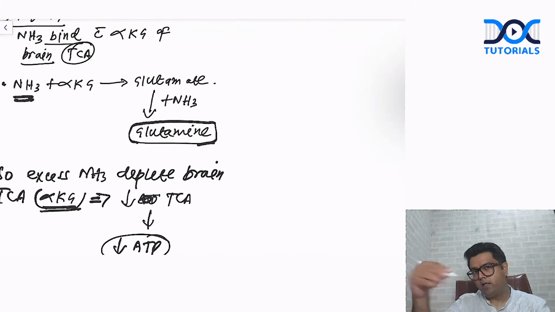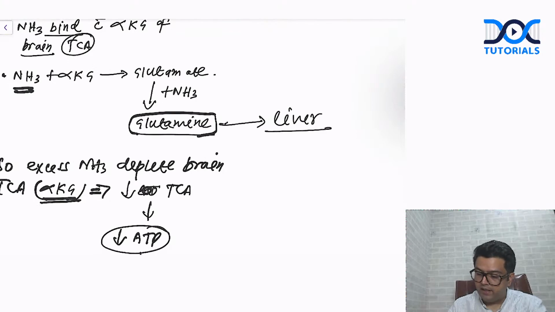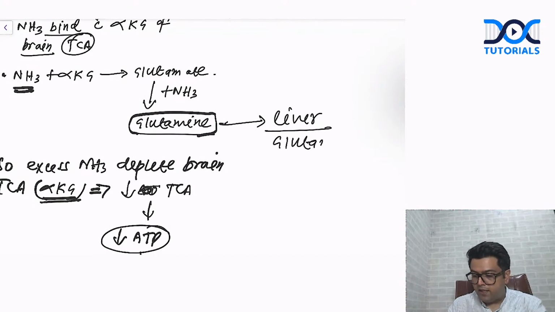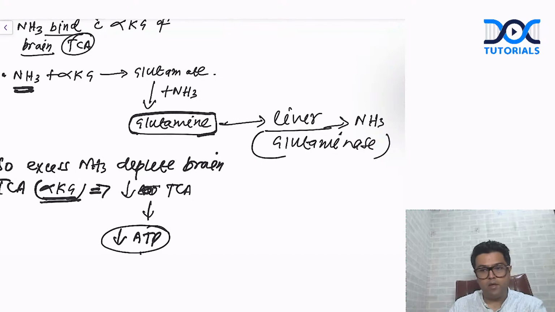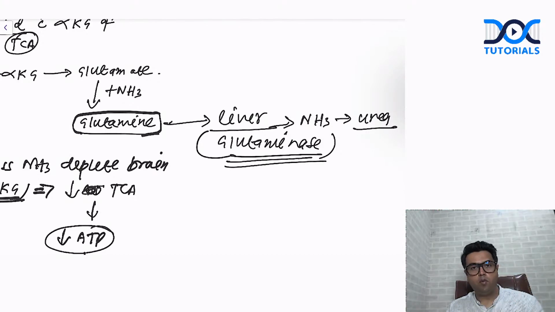If we forget the toxicity, this glutamine will go to the liver, and the liver has one enzyme called glutaminase, right? So this will release ammonia from the glutamine, and from this ammonia I'll be making urea. This we do every day. So this glutaminase enzyme in the liver is again very important, right?